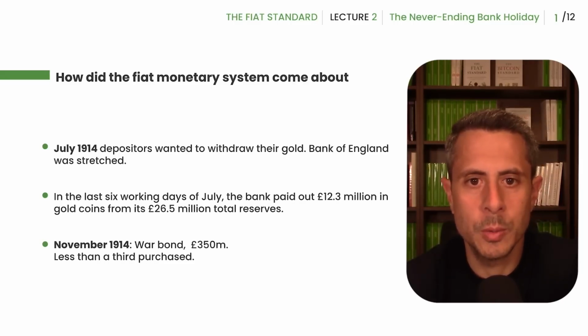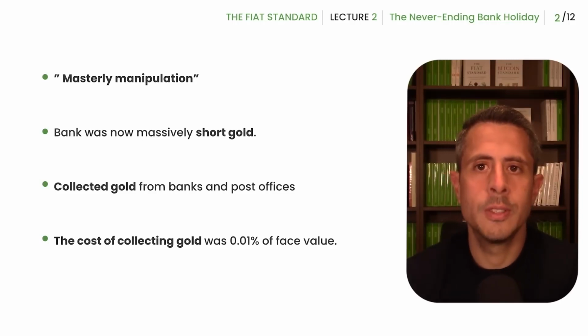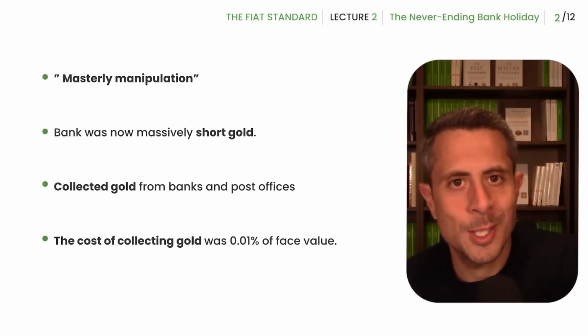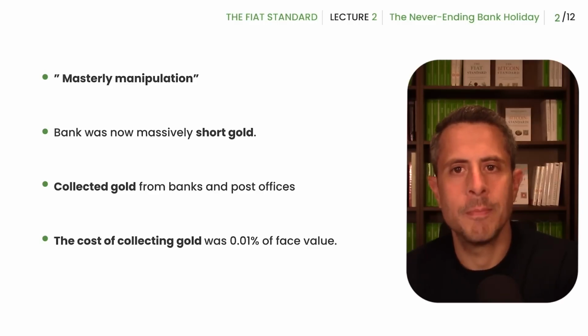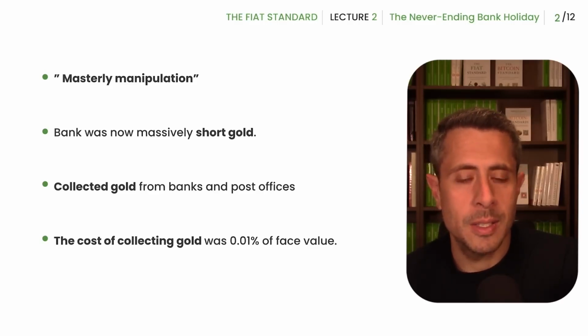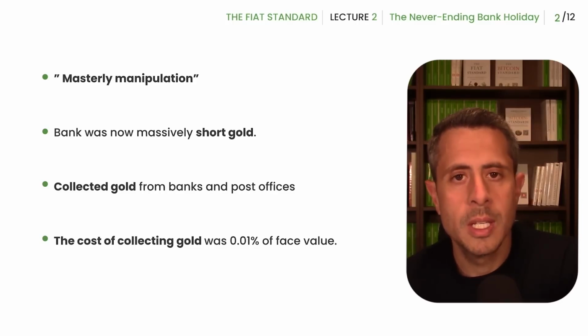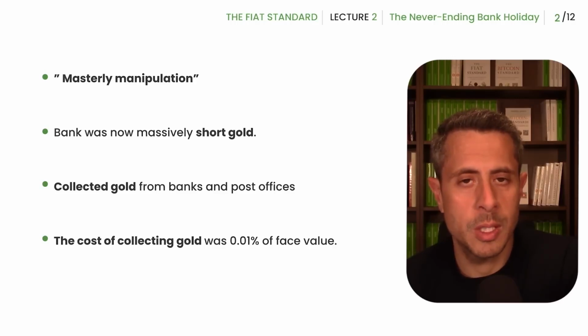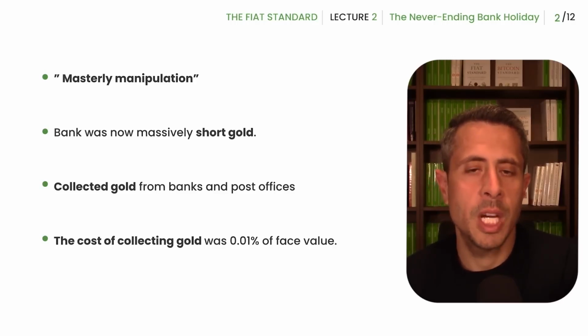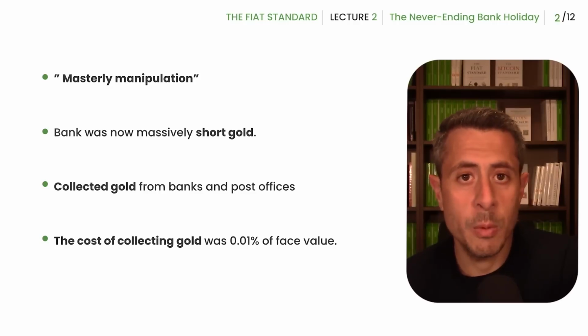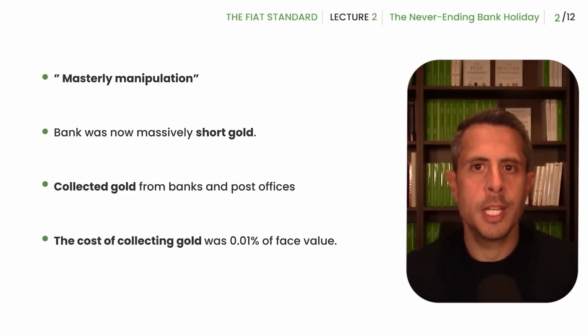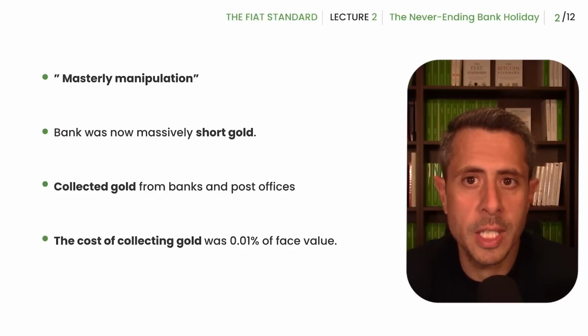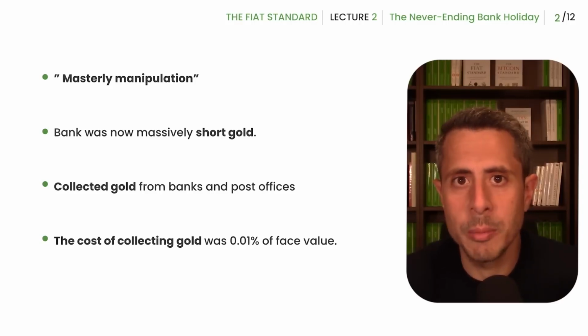So what did the British do? Well, the Bank of England engaged in what our old friend John Maynard Keynes called a masterly manipulation. In November 1914, the Bank of England had two of its employees buy the two thirds of the bonds that weren't bought up by the public. The money, of course, was not their own private money. It was money from the Bank of England. So the Bank of England basically bought the Treasury's bonds and financed the war effort, but of course they did not announce that. They engaged in what Keynes called a masterly manipulation.